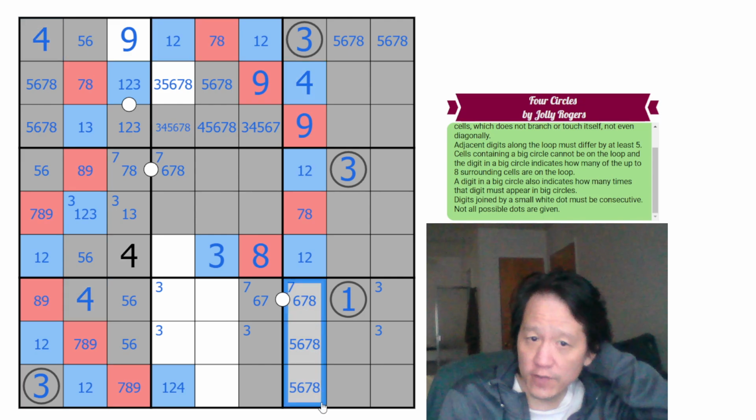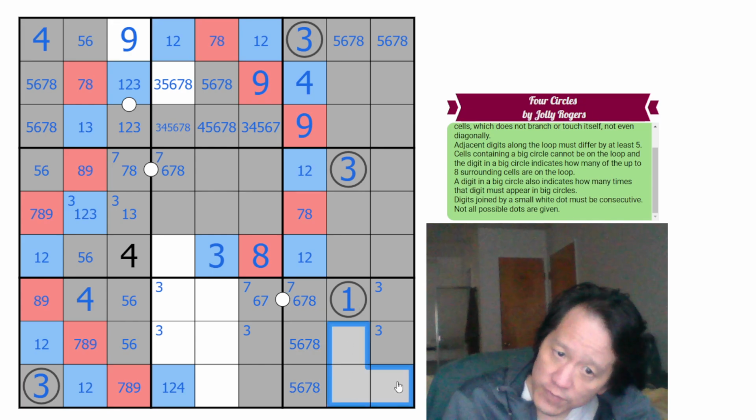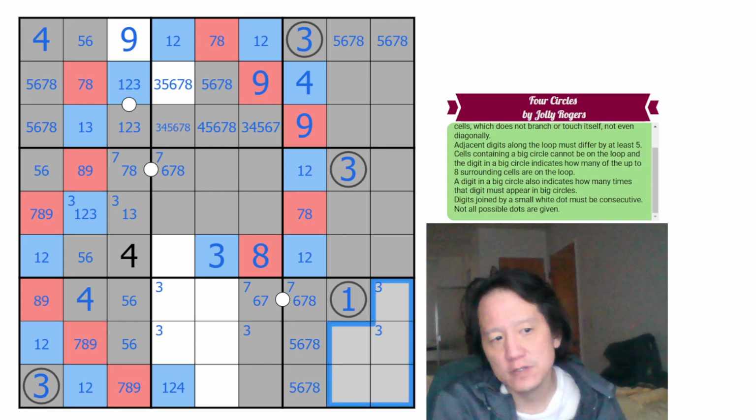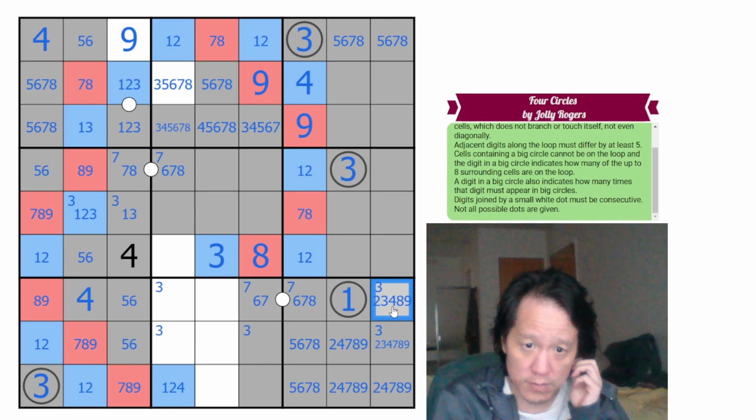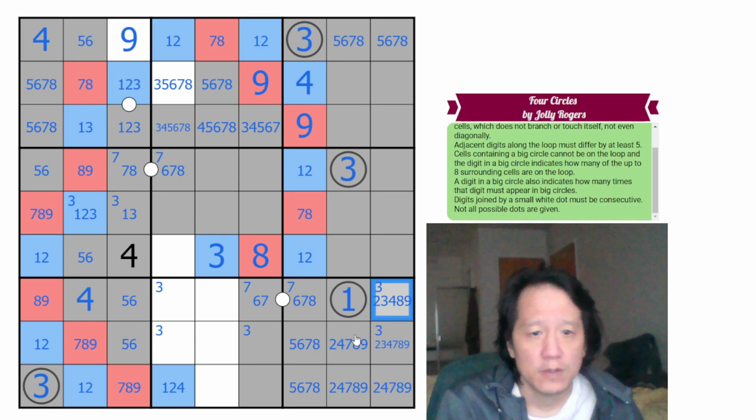This is 5 and 6. So none of these could be 5 and 6. So we have 2, 3, 4, no 5 and 6. 7, 8, and 9. So this can't be 3 in any of these spots. This can't be 7. 1 is here.